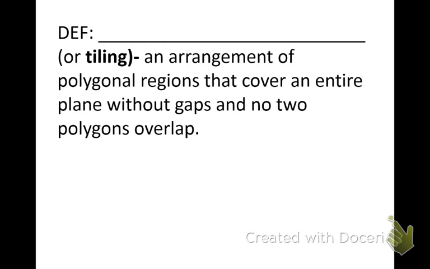Next definition is tessellation. A tessellation, or tiling, is an arrangement of polygonal regions that cover an entire plane without gaps and no two polygons overlap. All these pictures up here are tessellations. Now the tiling they're talking about is like this one here with triangles, squares, and hexagons. It uses regular polygons.